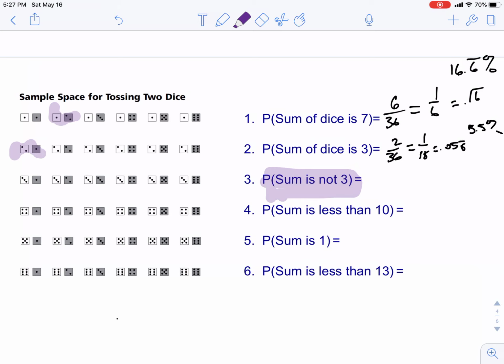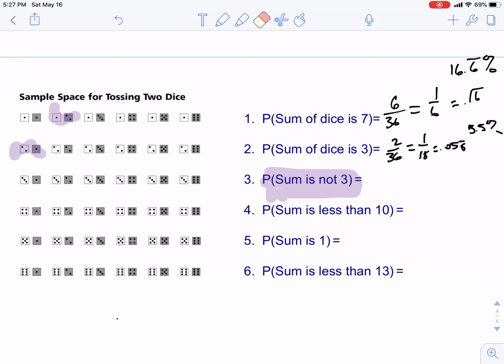Okay? We can go through our whole list and add up all the ones that are not 3, right? And then start counting. Oh, there's 1. Oh, shut my pen off. That's why it's not working. 2, 3, 4. Lame, boring, counting all that much.